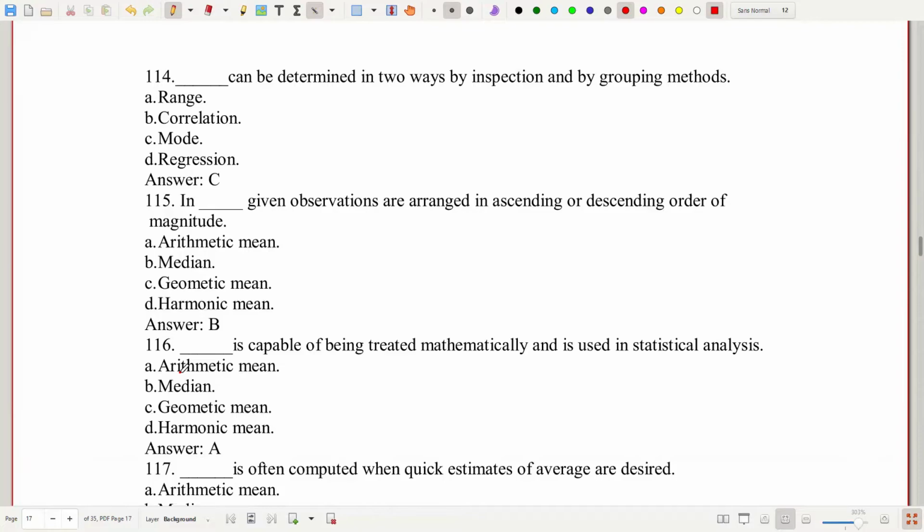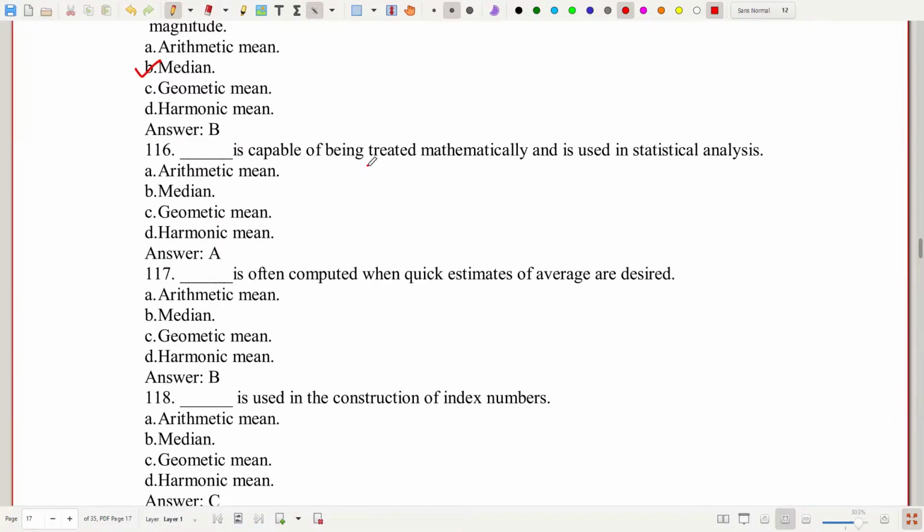Next question. The mode can be determined in two ways, by inspection and by grouping methods. In the median, given observations are arranged in ascending or descending order of magnitude. That means the answer must be median.